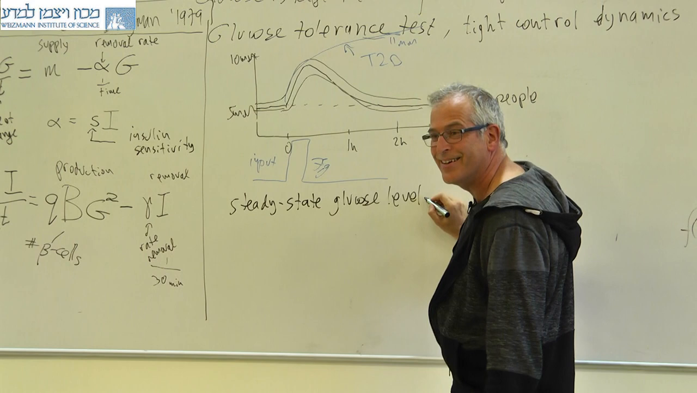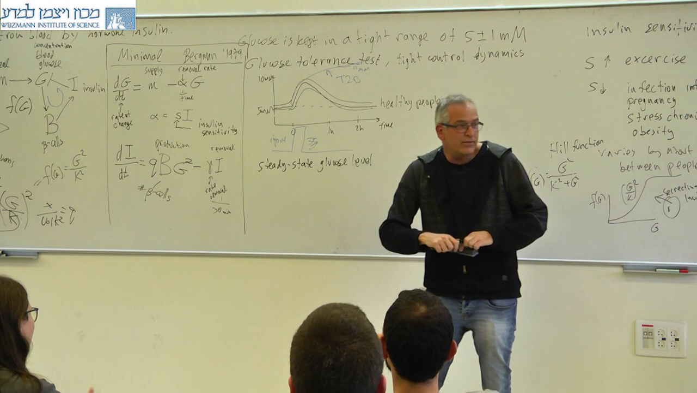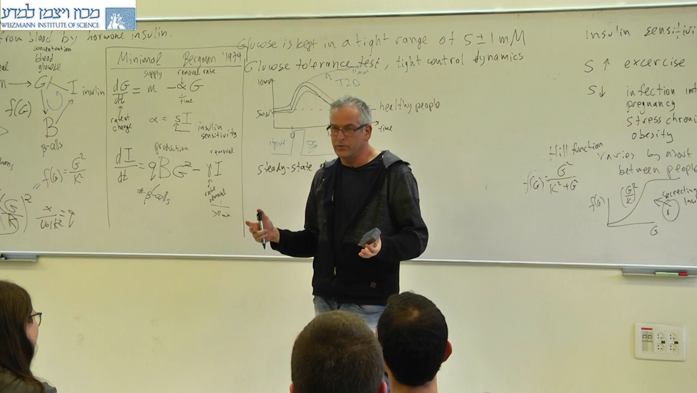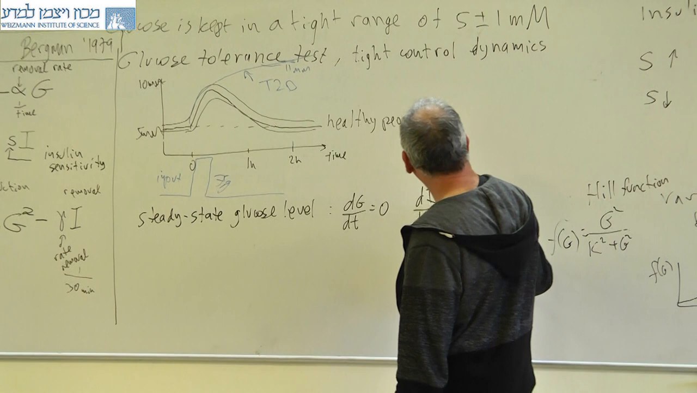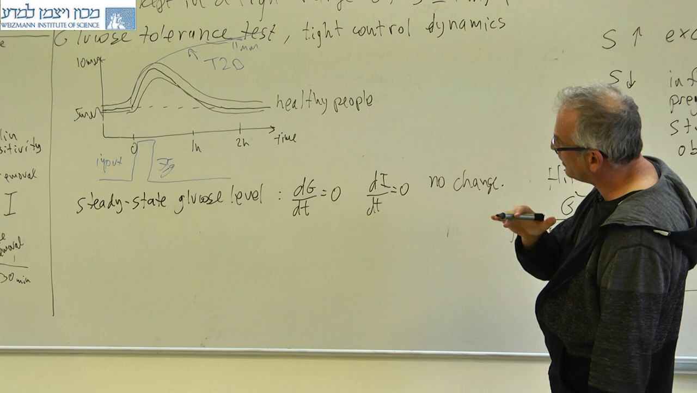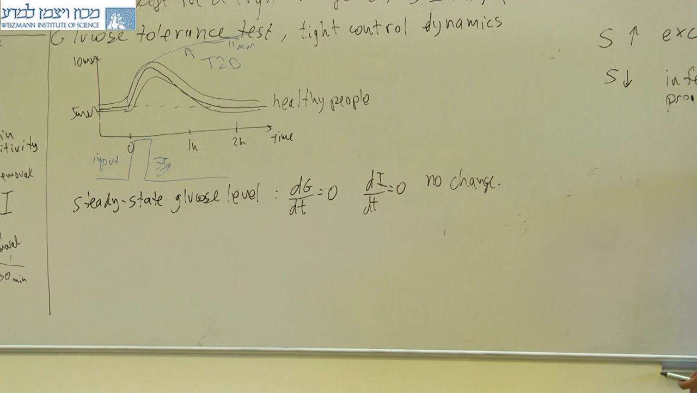Did somebody say something? Okay, so the comment is, in order to calculate steady states, we need to equate the rate of change of glucose to zero, and the rate of change of insulin to zero. That means no change. That's steady state. So we need dG/dt equals zero and dI/dt equals zero. What do the equations tell us when we're at steady state? Everything is balanced out, and there's no change anymore. So we need to solve. And it's not that difficult.